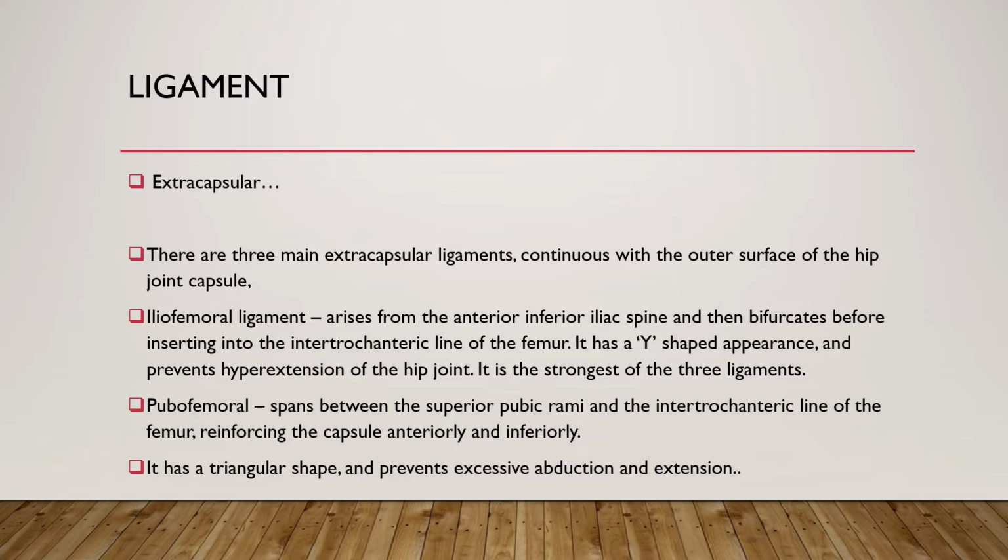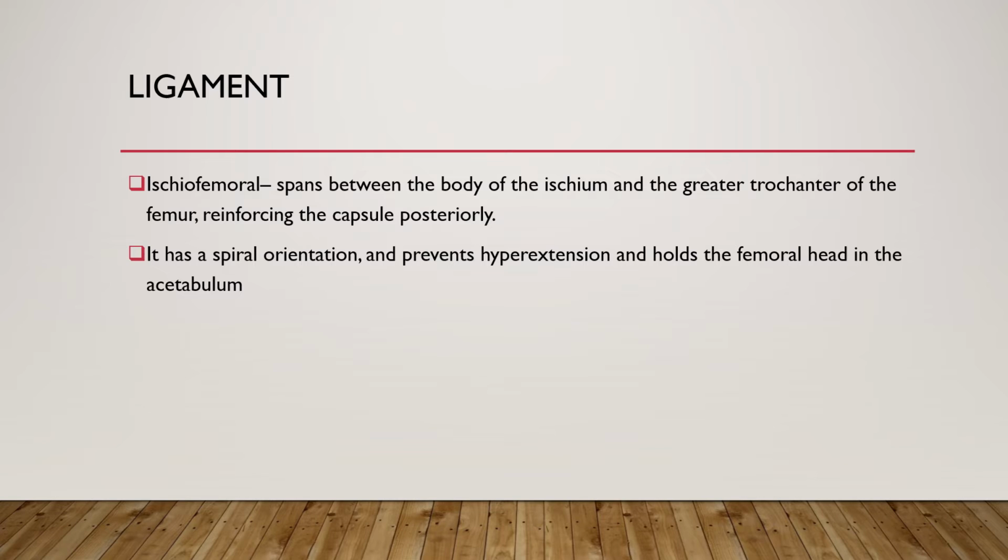Pubofemoral spans between the superior pubic rami and the intertrochanteric line of the femur, reinforcing the capsule anteriorly and inferiorly. It has a triangular shape and prevents excessive abduction and extension. Ischiofemoral. It spans between the body of the ischium and the greater trochanter of the femur, reinforcing the capsule posteriorly. It has a spiral orientation and prevents hyperextension and holds the femoral head in the acetabulum.